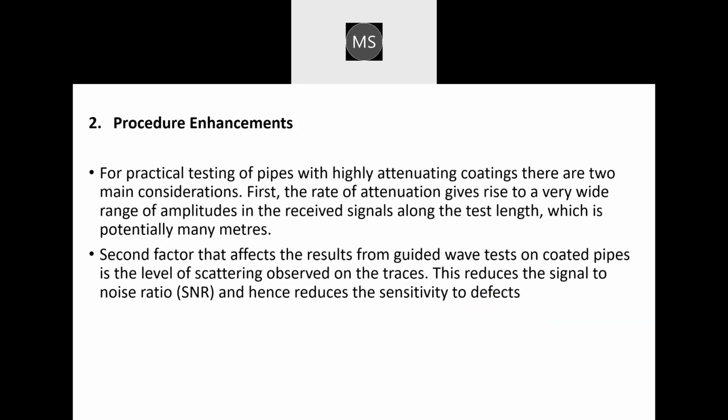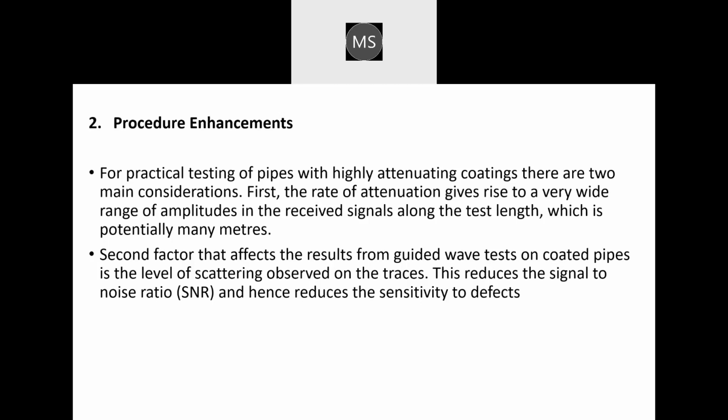The second improvement is through procedure enhancement. For practical testing of pipes with highly attenuating coatings, there are two main considerations. First, the rate of attenuation gives rise to a very wide range of amplitude in the received signals along the test length, which is potentially many meters.